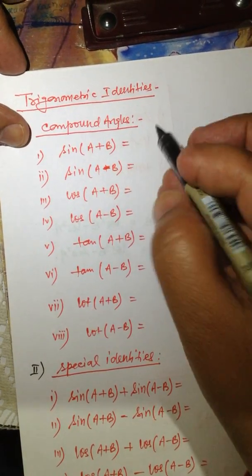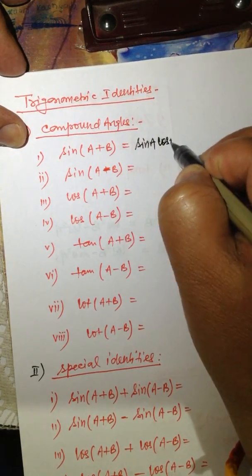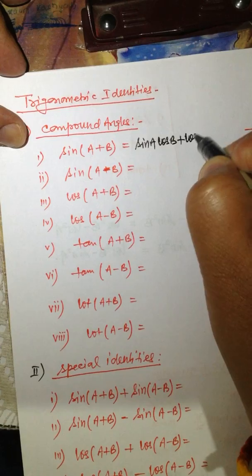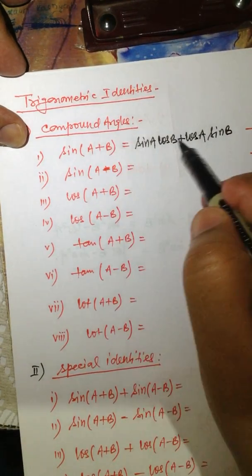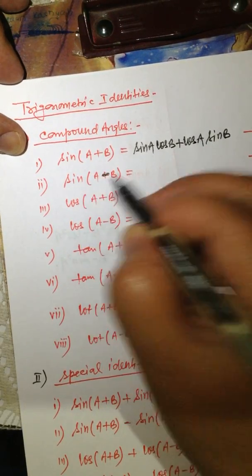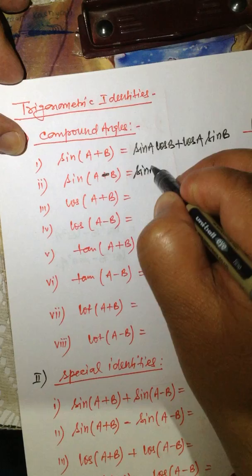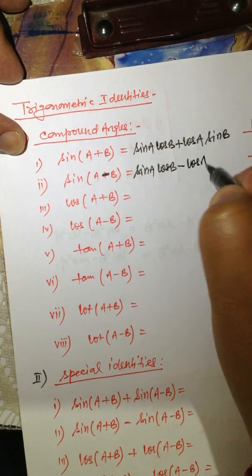Sin A plus B is equal to sin A cos B plus cos A sin B. Okay, if here is plus, there is plus also. Okay, sin A minus B, this is sin A cos B minus cos A sin B.